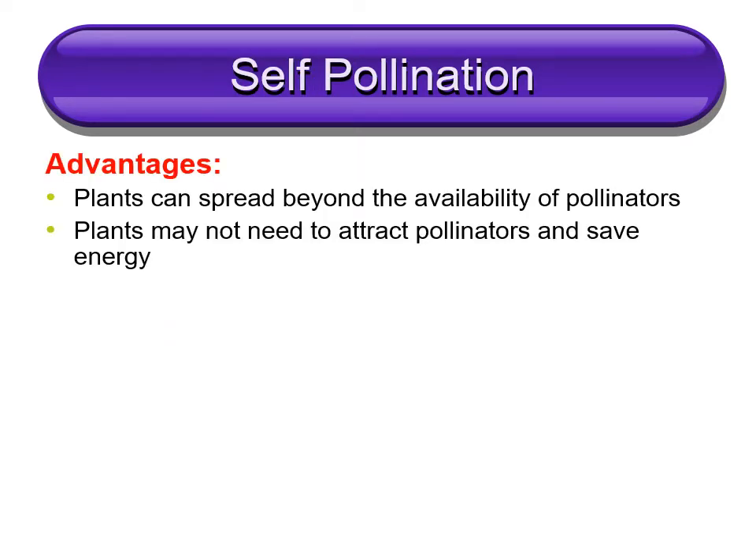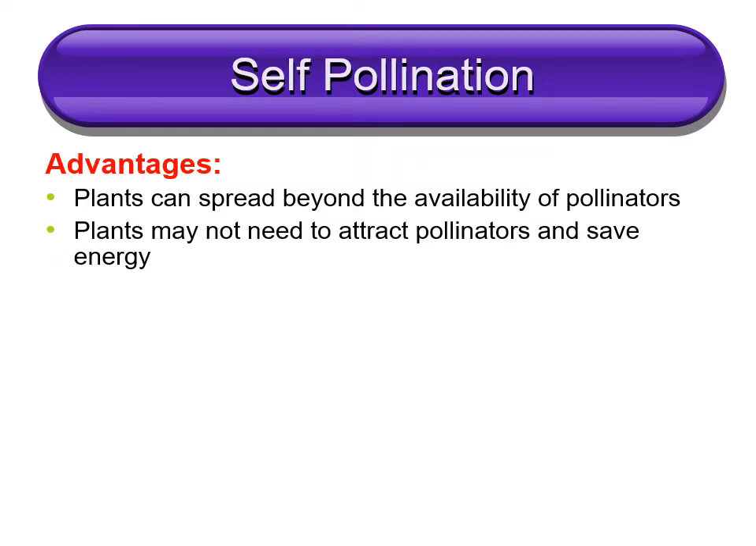So, advantages for self-pollination: well, the plants can easily spread beyond the range of pollinators, right? If you're confined to where a necessary insect is that is involved in pollination, you can't really expand your boundary beyond the movements of that pollinator. Whereas when you're self-pollinating, you can spread all over the place. And grasses are a really good example of a self-pollinating plant that spreads wildly all over the place.